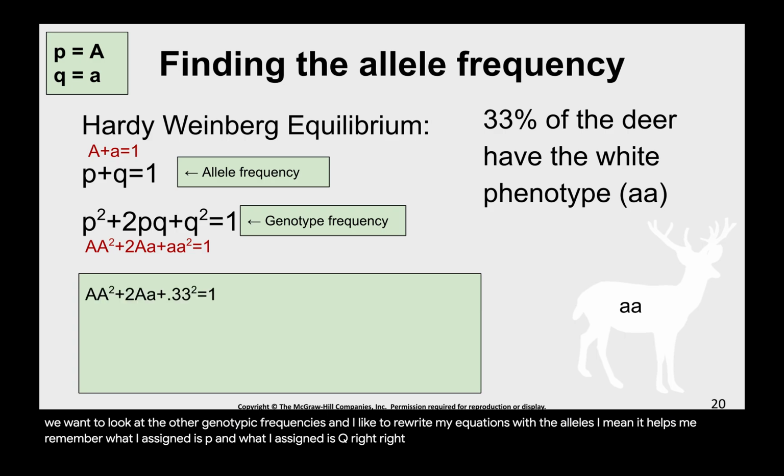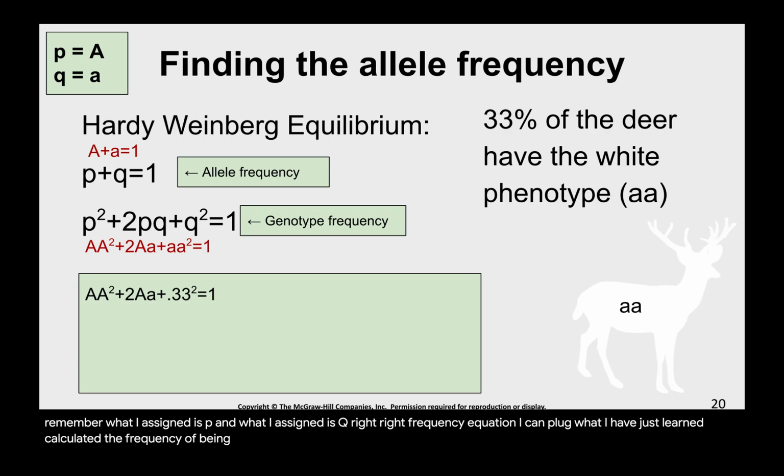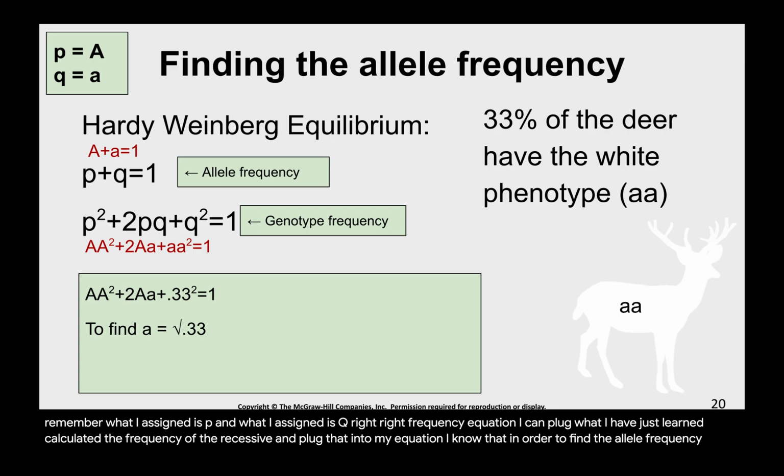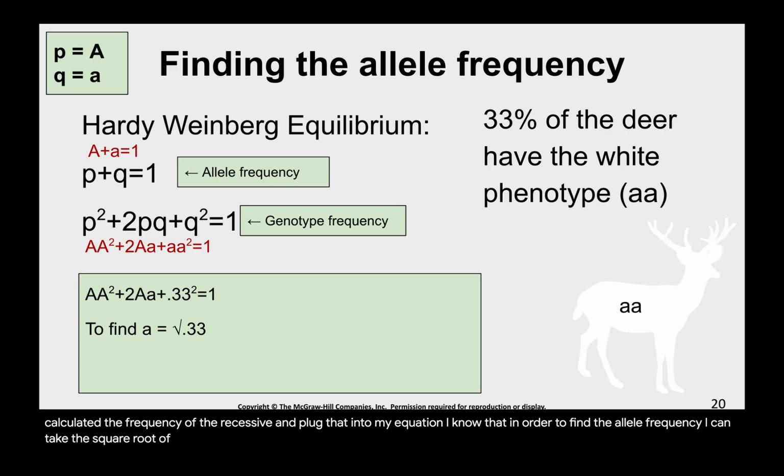I'm going to use the genotypic frequency equation because I'm looking for the genotype. I can plug in what I have just learned. We calculated the frequency of the homozygous recessive genotype to be 0.32. I can plug that into my equation. To find the allele frequency, I can take the square root of 0.33. Normally it's squared, so we're going to take the square root of it.